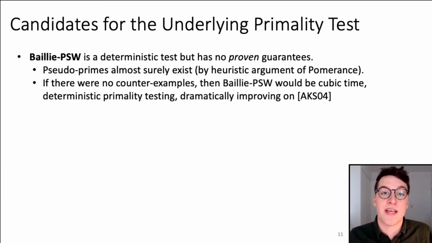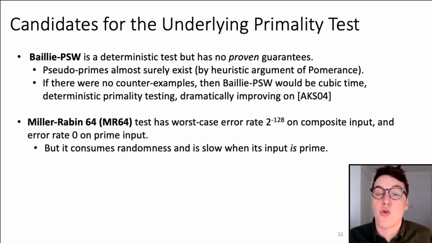The first test we looked at was the Baillie-PSW test. Now this test is fast, it's deterministic, but it has no proven security guarantees. Now there are no known pseudoprimes to this test, but in fact there is a small monetary reward for finding one, yet none have been found. So there is a heuristic argument by Pomerance that says that infinitely many of these pseudoprimes do exist, and if there were no counterexamples, then this test would be cubic in time, dramatically improving on the much-famed AKS test. The other option is to simply perform more rounds of Miller-Rabin.